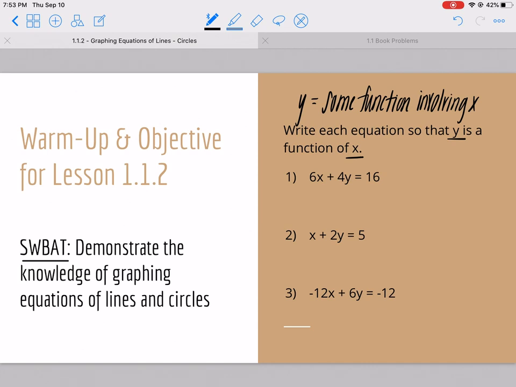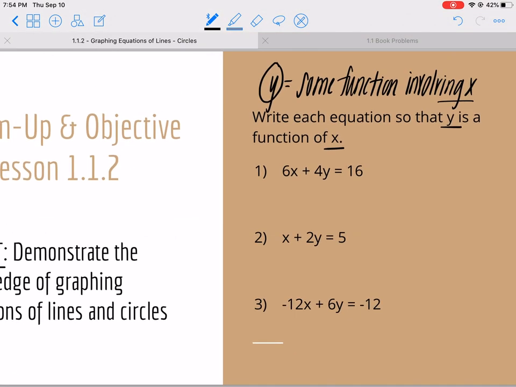Okay, so here this says, write each equation so that y is a function of x. What that means is we want to end up with some equation where y is our variable that's isolated or solved for on the left side, and then we have some function involving x on the right side. Okay, so we're just going to look at this first one and try to isolate or get y by itself. So that would mean I would need to subtract the 6x from both sides.